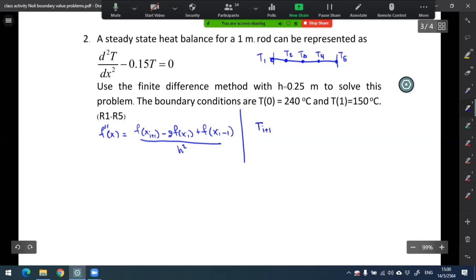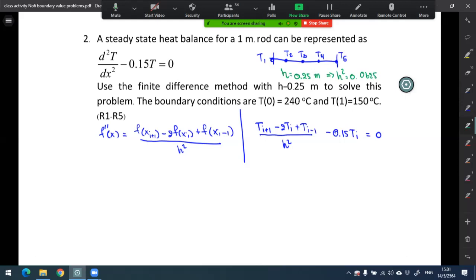T_{i+1} minus 2 T_i plus T_{i-1}, over h squared, minus 0.15 T_i equal to 0, right? Rearrange this equation. We use h equal to 0.25, and then h squared becomes 0.0625.